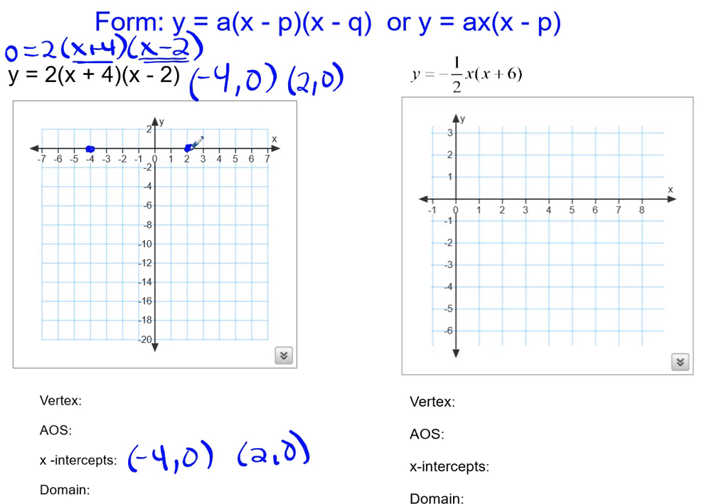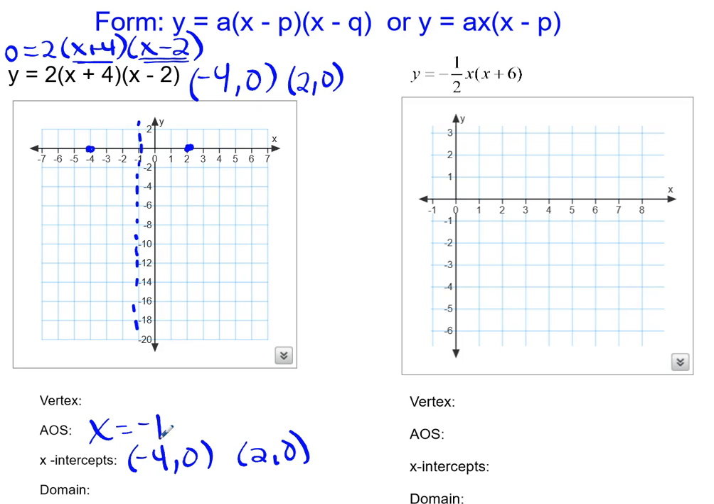Now, when we're looking at our graph and we want to know the axis of symmetry, it's got to be right in the middle of those two, because we know that the axis of symmetry goes through the middle of the parabola. So I can see that x equals -1 is going to be my axis of symmetry.